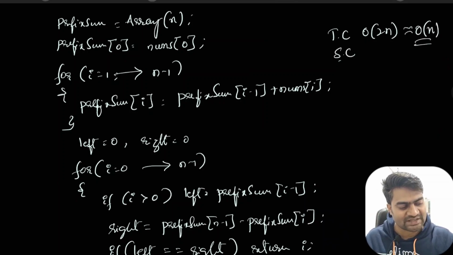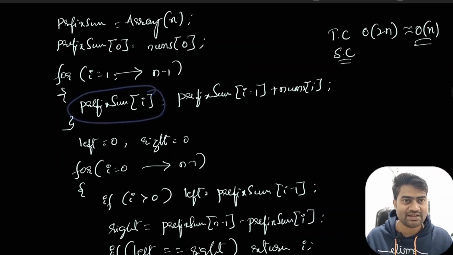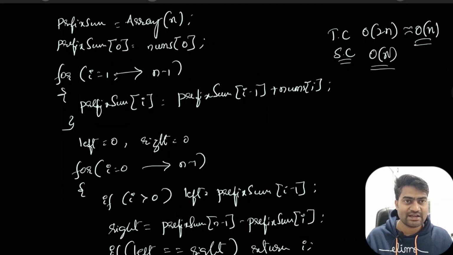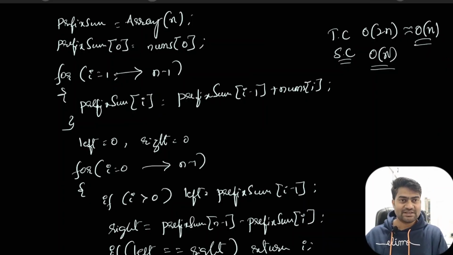What about the space complexity? So we use this prefix sum array, right? So that is of order n space complexity because we use that extra space to store the prefix sum. So with this, let us execute this and see.